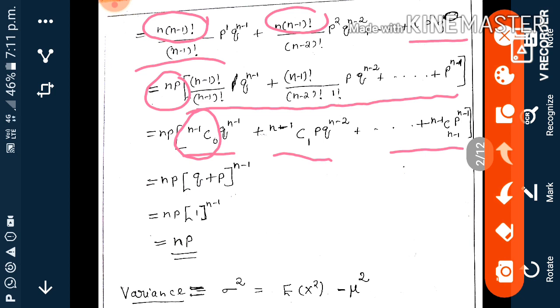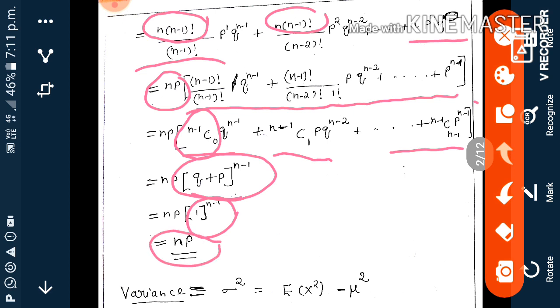Now NP, what is this? What is there inside the bracket? It is the expansion of (q + p) to the power n minus 1. We can see there (n-1)C0 q to the power n minus 1, etc. Last term (n-1)C(n-1) p to the power n minus 1. So it is the expansion of (q + p) to the power n minus 1. So (q + p) to the power n minus 1 is 1 to the power n minus 1, so it is 1. So we get np. So the mean of the binomial distribution is n into p.